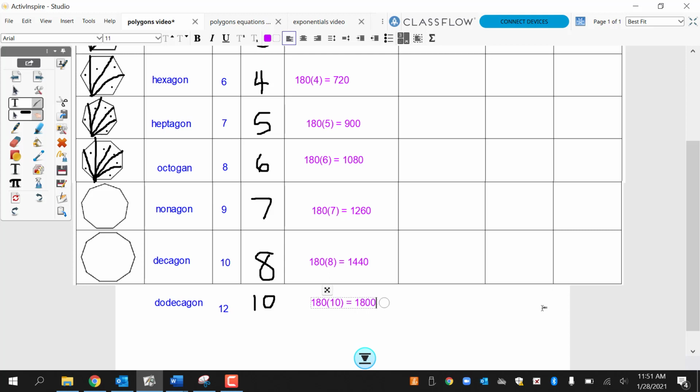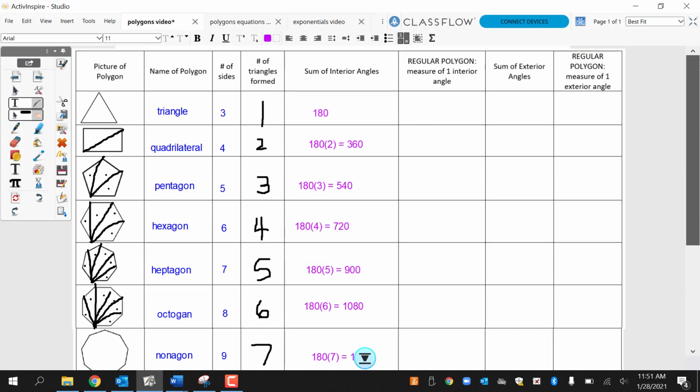Okay. So now that we have filled these out, we know these at the end. That is what the angles would add up to. All the angles. If you added them all together in each shape, they should add up to this number.